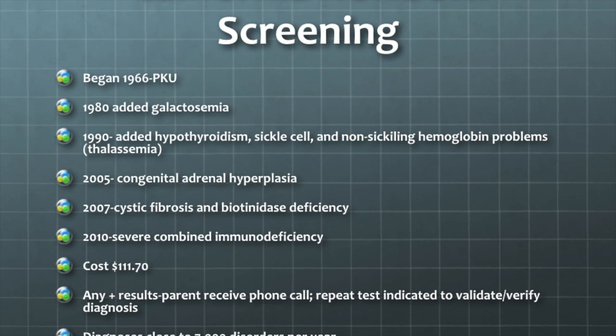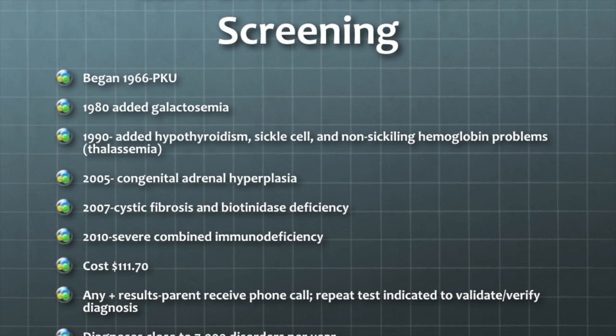The test costs a little more than $100. It's covered by Covered California, and all of the insurance plans. The test is performed prior to discharge from the mother-baby unit. So the baby has to at least have had a feeding, and within 12 to 24 hours, we will do the test. Any positive test result requires contacting the parents.